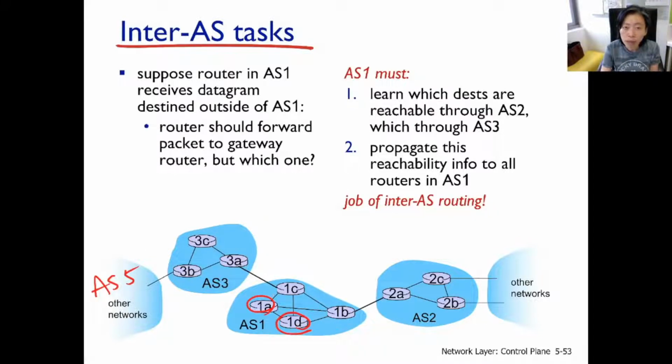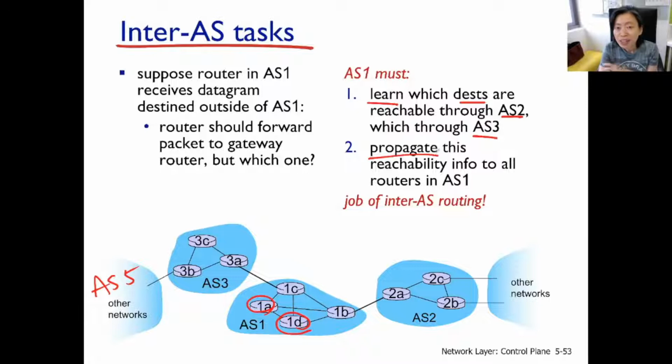So 1D and 1A don't do inter-AS routing, but they still need to know the inter-AS path. They must learn, for each destination AS, whether AS2 or AS3 is the next hop AS to the destination AS. And this is essentially the inter-AS routes. And how do 1D and 1A learn?